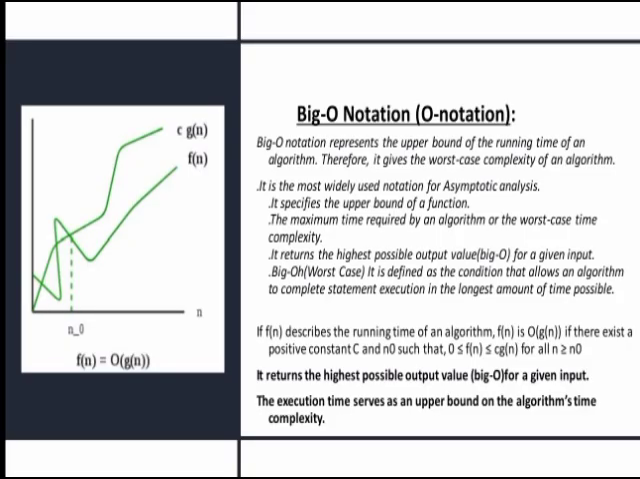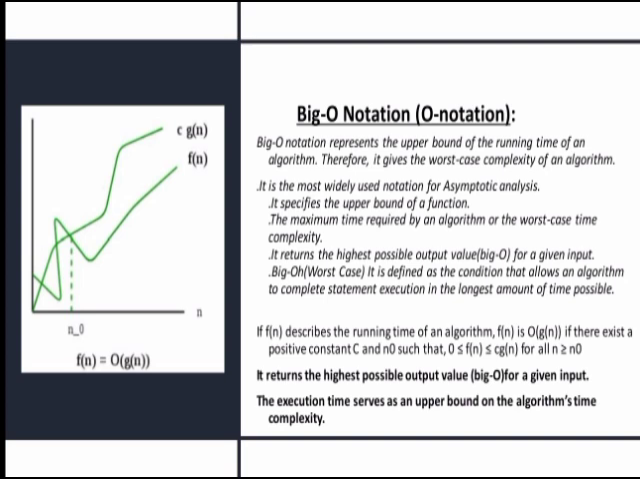Next, big O notation. Big O notation represents the upper bound of the running time of an algorithm, therefore it gives the worst case complexity of an algorithm. It is the most widely used notation of asymptotic analysis. It specifies the upper bound of a function, the maximum time required by an algorithm, or the worst case time complexity. It returns the highest possible output value for a given input. Big O in the worst case is defined as the condition that allows an algorithm to complete statement execution in the longest amount of time possible.